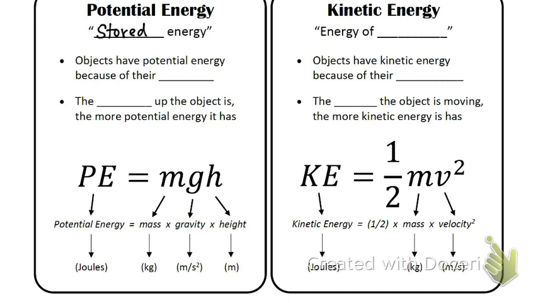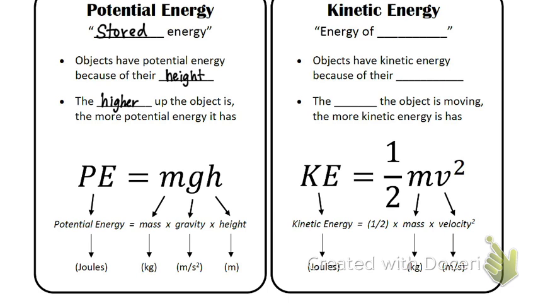Objects have potential energy based on their height. So if something is up high, it's going to have more potential energy than something that's down low. The higher up the object is, the more potential energy it has.